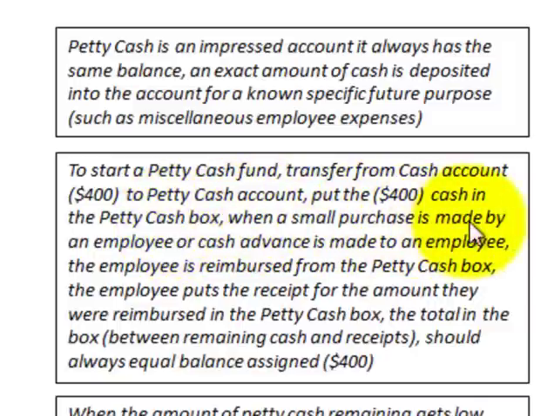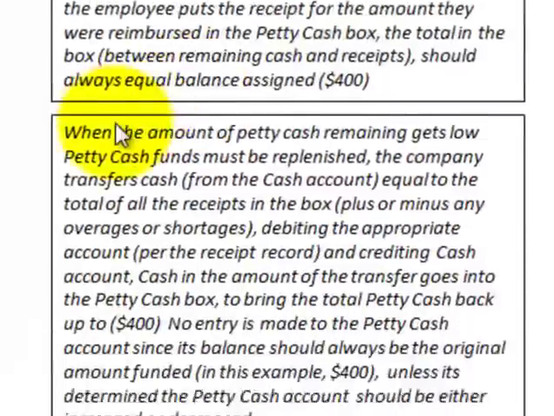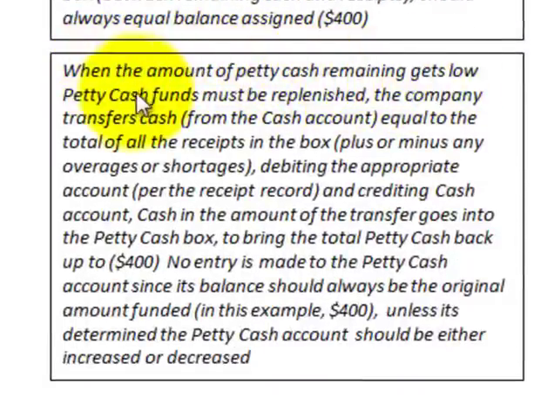Then when small purchases are made, or a cash advance is made to an employee, the employee is reimbursed from the petty cash box in cash. The employee puts the receipt for the amount they were reimbursed back into the petty cash box. So the total in the box, between the remaining cash and the receipts, should always equal the balance that's assigned. In this case, we're going to have $400 in that petty cash box and on the petty cash account.